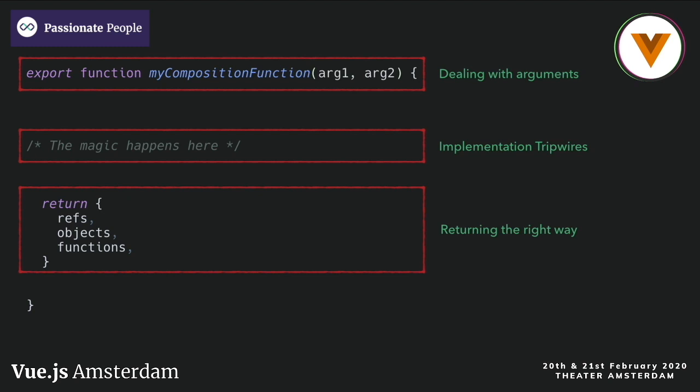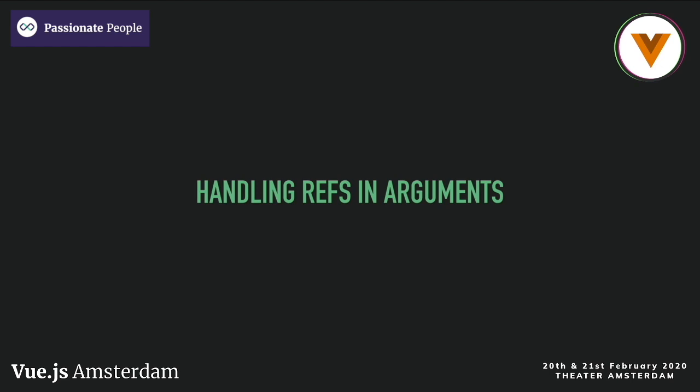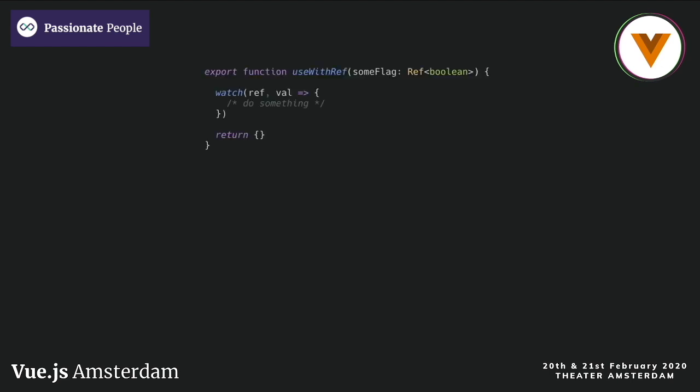Okay, so on to the first part. Handling refs and arguments. If you have a little function like this, we are receiving a ref as an argument. It's a ref that wraps a Boolean, so basically it's a reactive Boolean value. And we want to watch this with the composition API to do something. And so we can do this. We have a reference with a Boolean value that is called active, and we can pass it to this function. Everything's great, right? But unless you are using TypeScript, you might be confused.